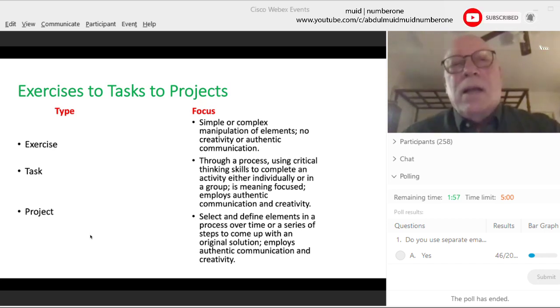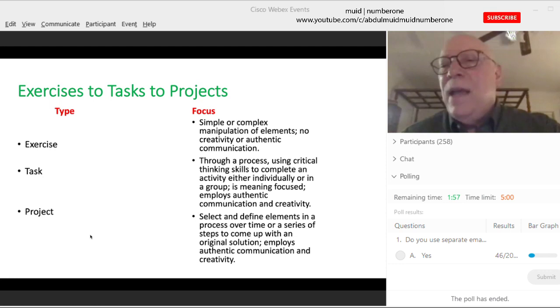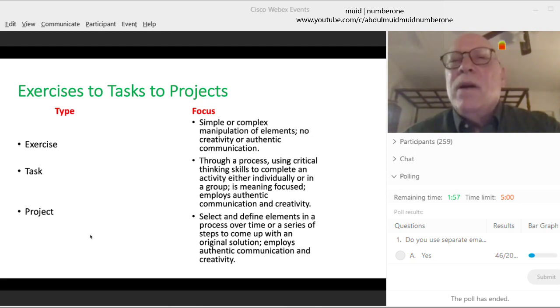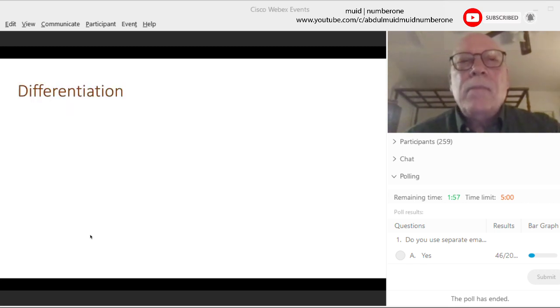So, exercises are good, but they should be held to a minimum. Tasks are the majority of the things that you will be doing or asking your students to do. Projects also, in moderation, but solid projects, which are a series of tasks, are really great things for students to do, especially in the online situation.